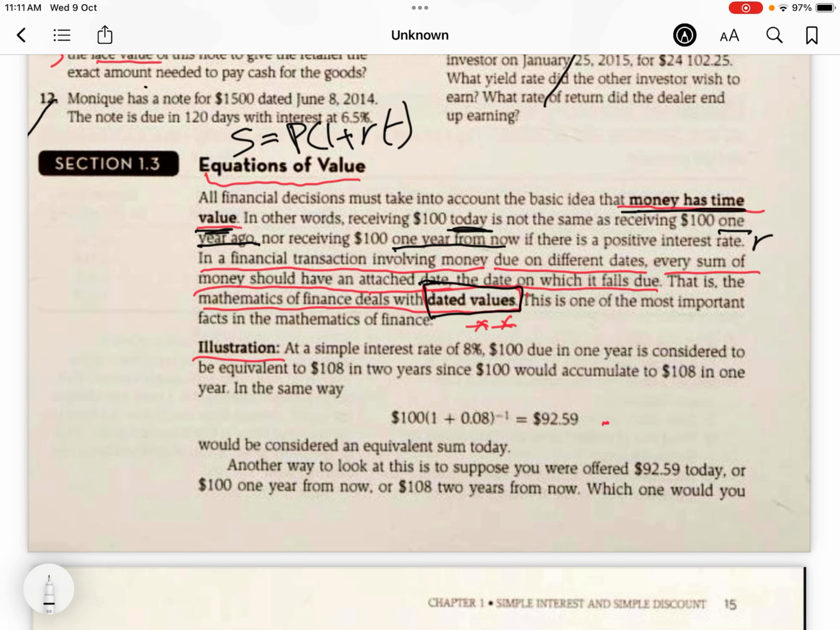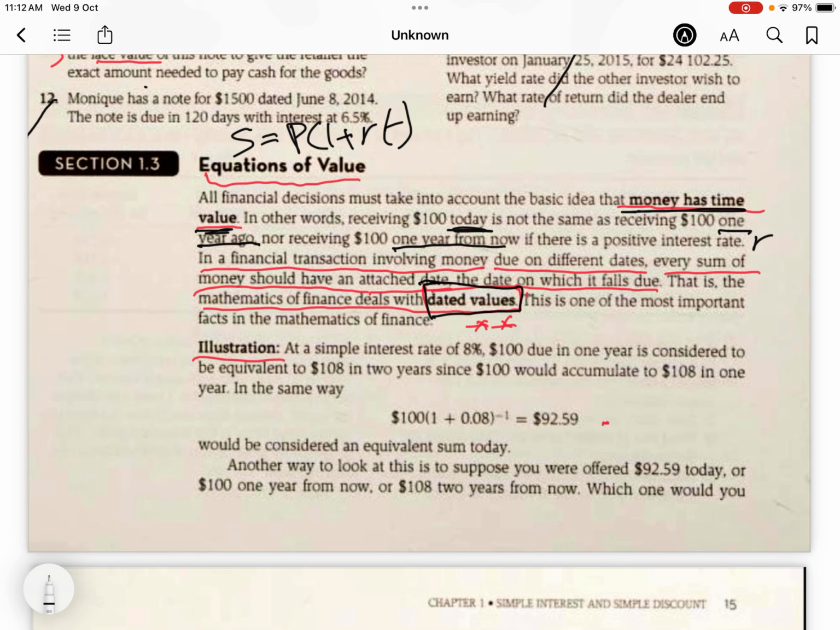Illustration: at a simple interest rate of 8%, $100 due in 1 year is considered to be equivalent to 108 in 2 years, since $100 would accumulate to 108 in 1 year. In the same way, 100 multiplied by 1 plus 0.08 to the power negative 1 will be 92.59, which would be considered as the equivalent sum today.